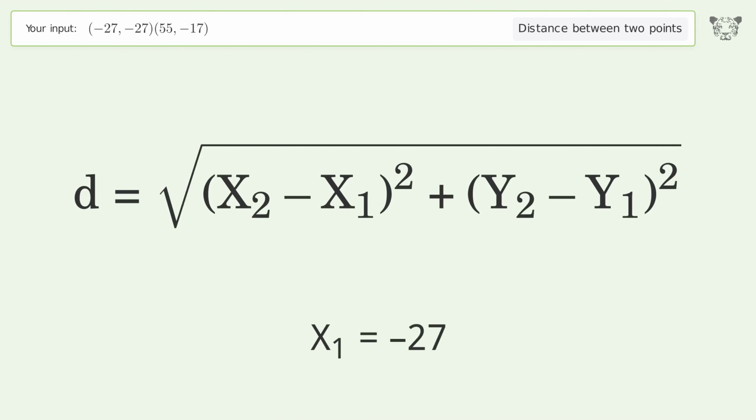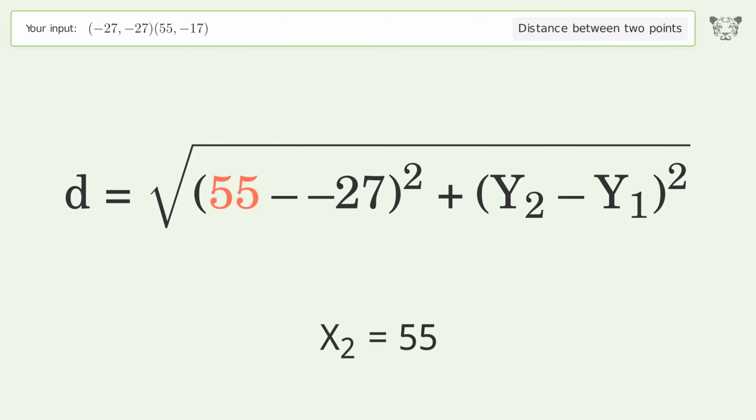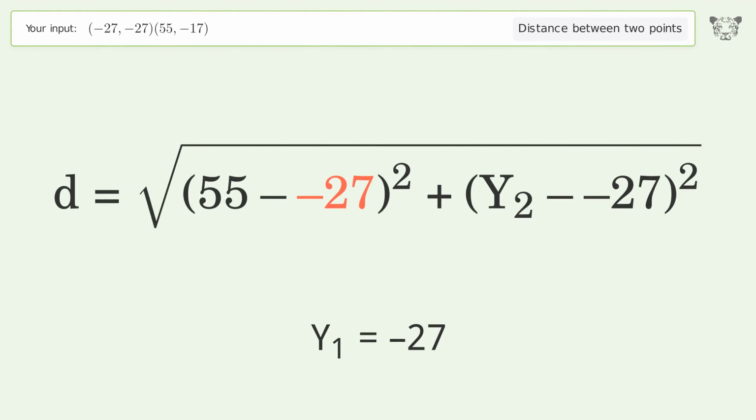x1 equals -27. x2 equals 55. y1 equals -27. y2 equals -17.